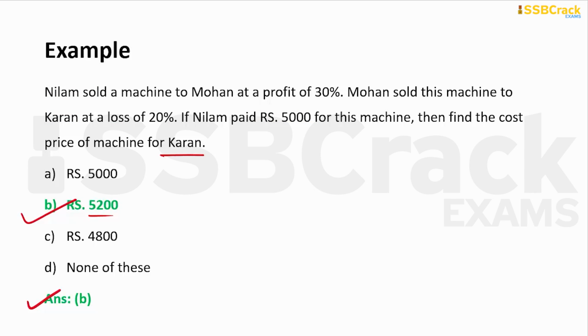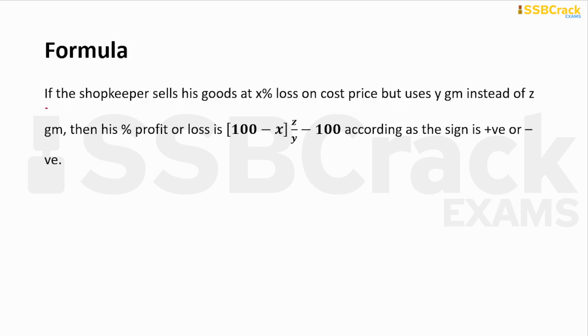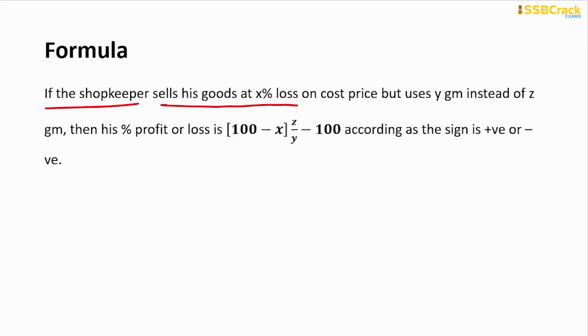Alright, coming to the next formula on profit and loss. If the shopkeeper sells his goods at X% loss on cost price but uses Y gram instead of Z gram, that is, if the shopkeeper is selling his goods with a loss percent of X, and he is using Y grams instead of Z grams, then might he get profit or loss? So accordingly we have this formula, and we shall use positive and negative signs accordingly.